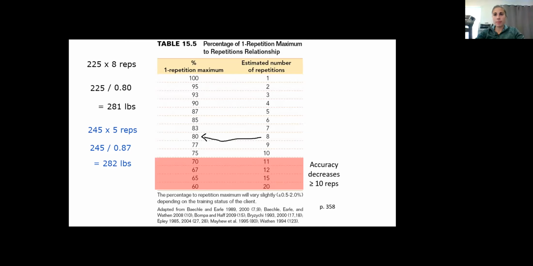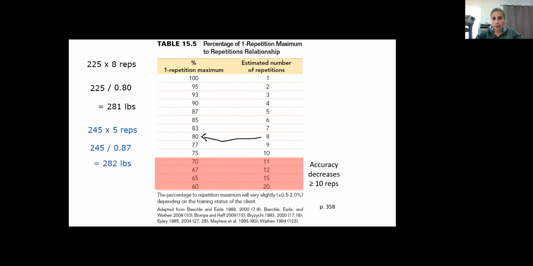So hopefully that makes sense and we're comfortable with doing these calculations, because for sure on your final exam, you will get at least 1 calculation for this. Okay, and also just so you know, the other way around. So let's say I said, I want the client to work at 75% of their 1 rep max. Okay, you would know their 1 rep max already, right? If that was the case.